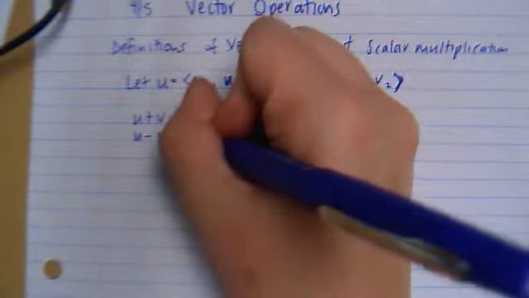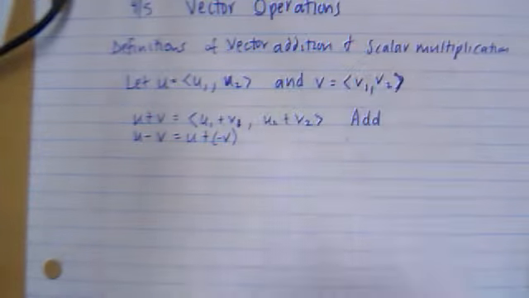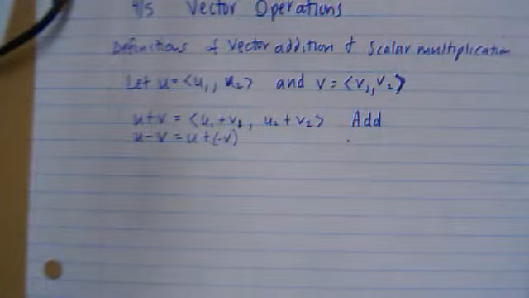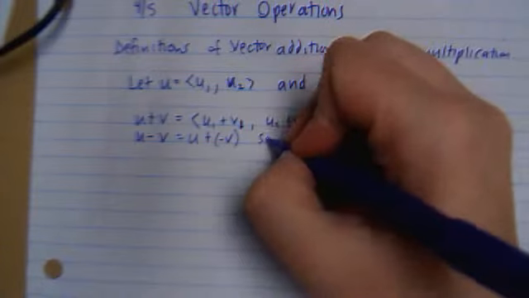We could do the same thing if we subtracted. This would be as if I rewrote it as u plus negative v, because technically you're not supposed to subtract vectors, and the same rules follow.